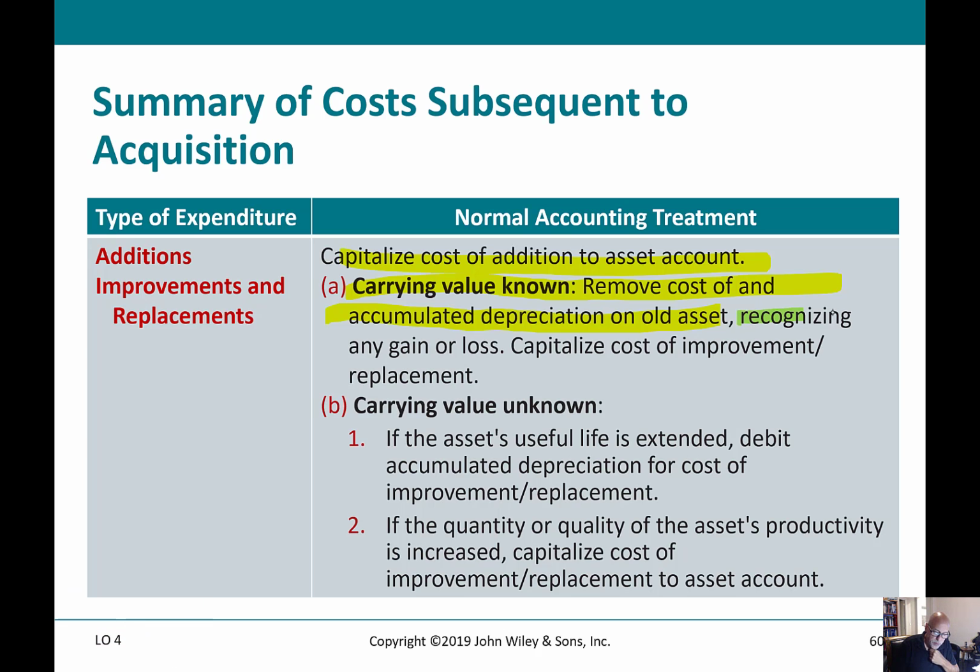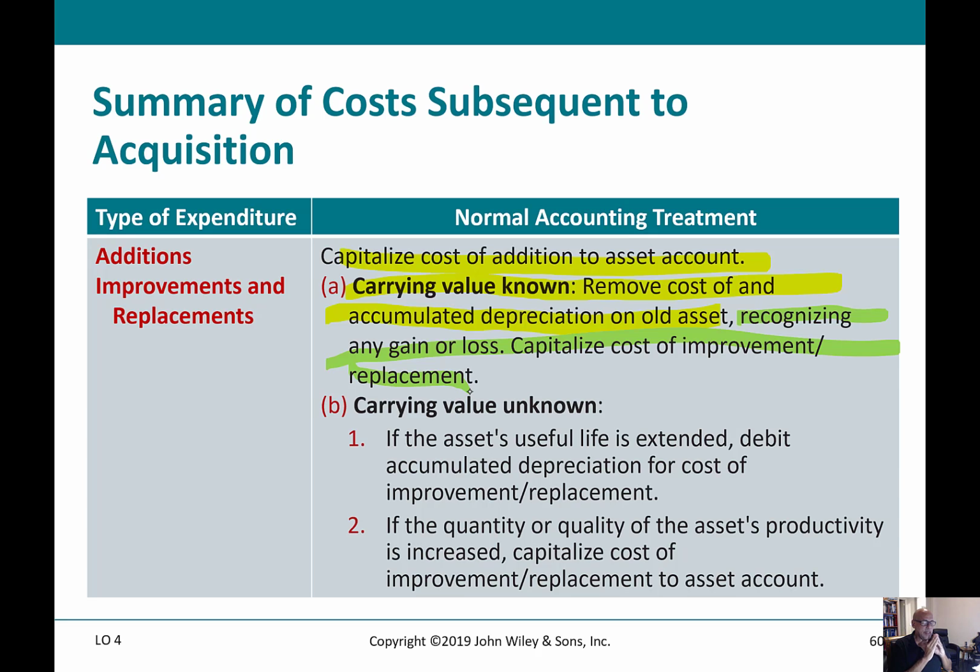and then go ahead and bring in the cost of the improvement, whatever that is. Now when you remove the accumulated depreciation and the book value, you would have to recognize a gain or loss at that point and then capitalize the cost of the improvement. So let's see, what do they mean the carrying value is known?